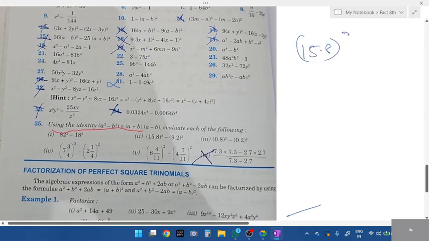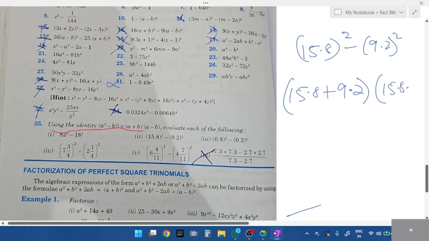15.8 whole square minus 9.2 whole square. Try this question, students. A square minus b square. What's the answer? 15.8 plus 9.2, 15.8 minus 9.2. I'll give the third question for homework. Third and fourth for homework. I'll do the fifth one.